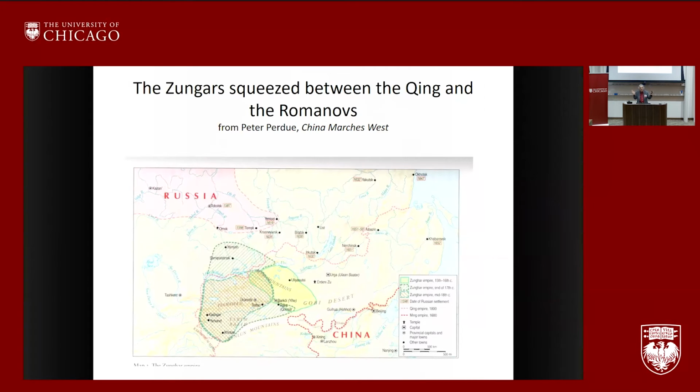Here you see the Dzungar Mongols in particular basically being squeezed from both sides in a way that makes it impossible for them to practice their old tactic of simply retreating when faced with overwhelming force.